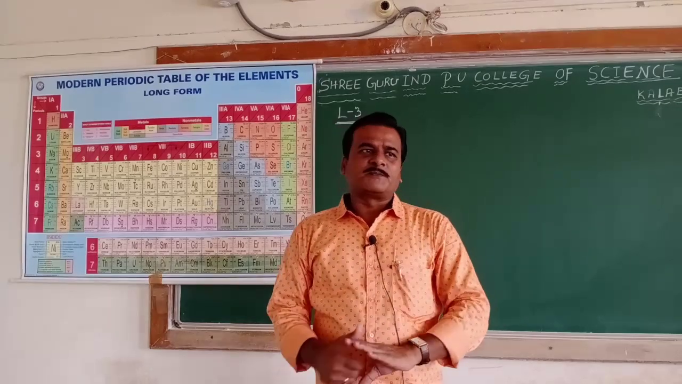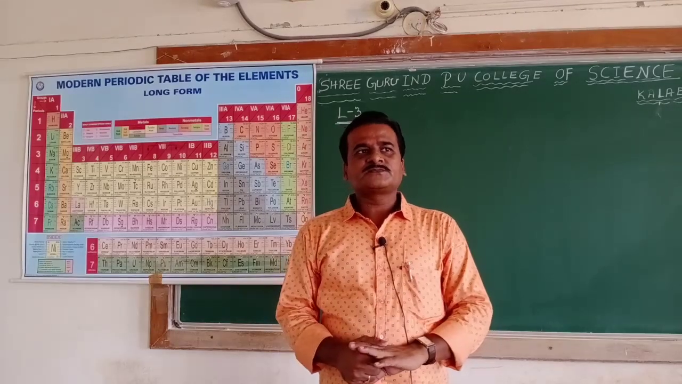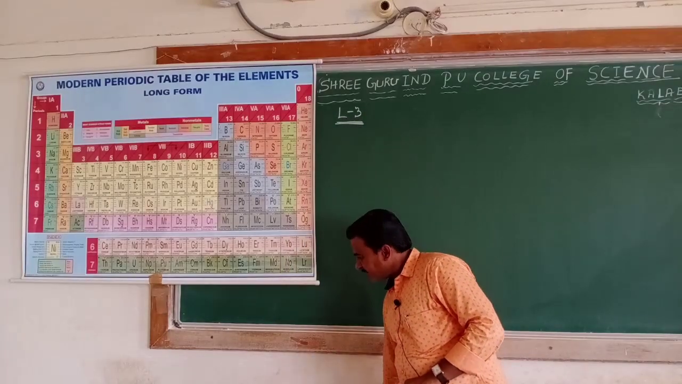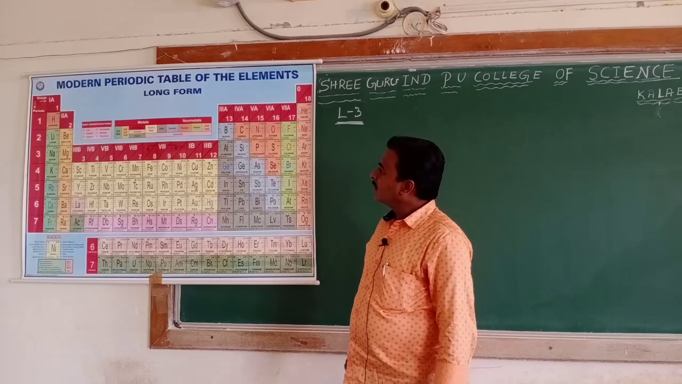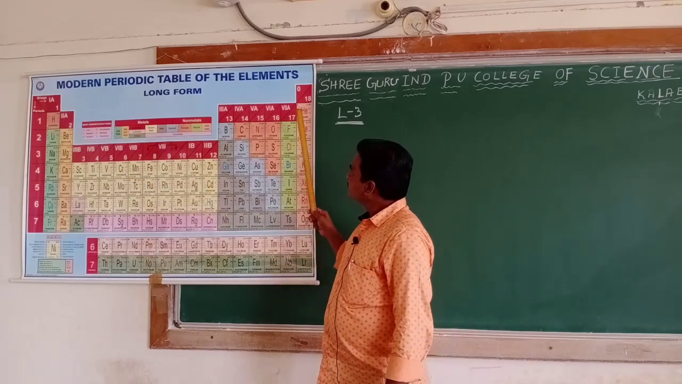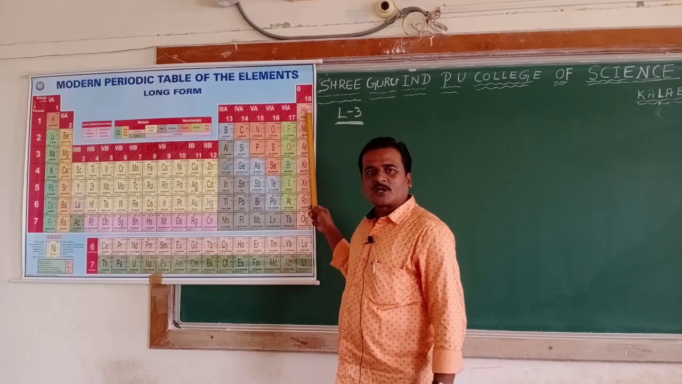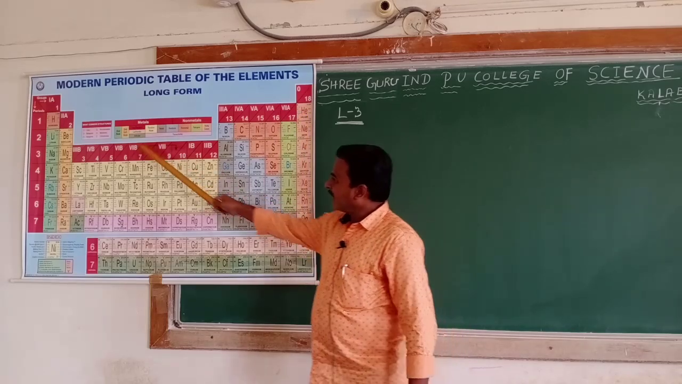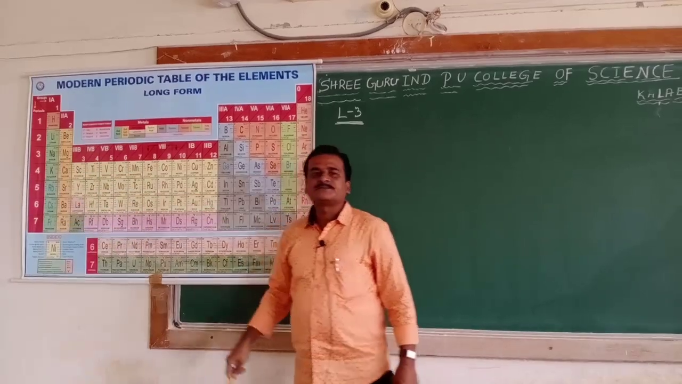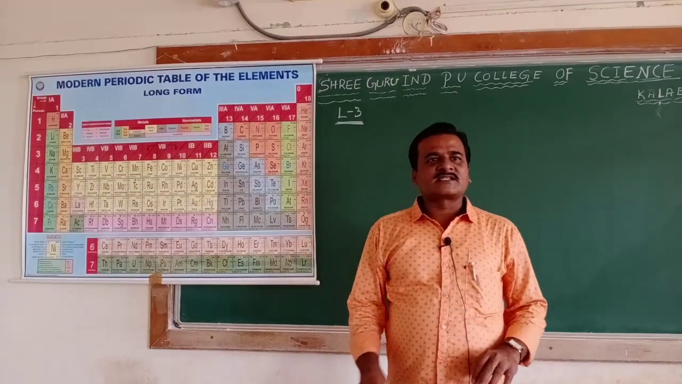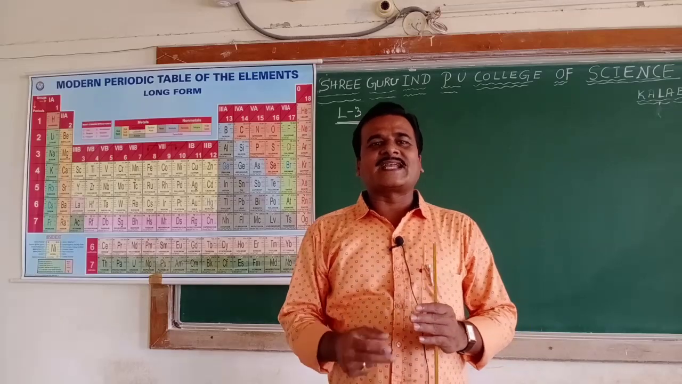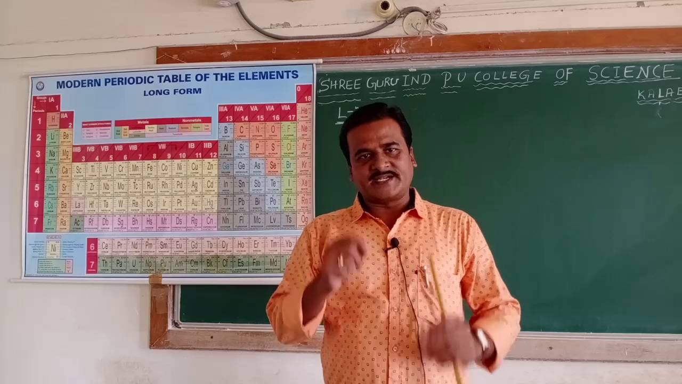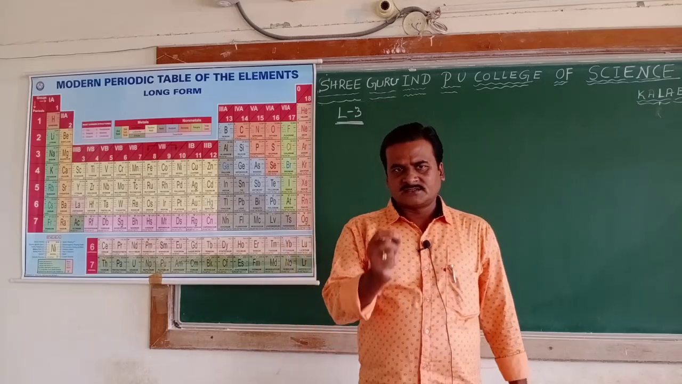Dear students, the modern periodic table, as you all know, consists of 18 groups. Vertical columns are called groups. It consists of 18 groups and 7 periods. In the last class, we covered the characteristics of groups as well as the characteristics of periods. Let's highlight them quickly.